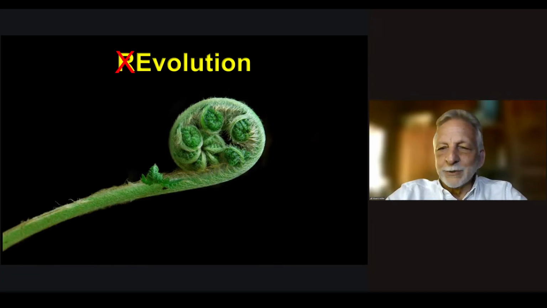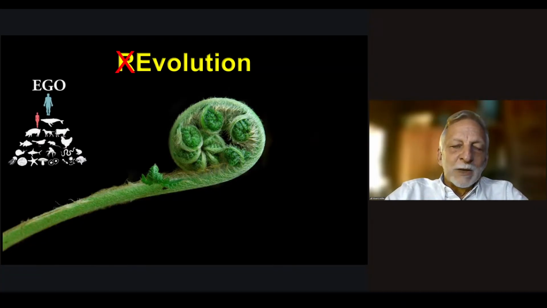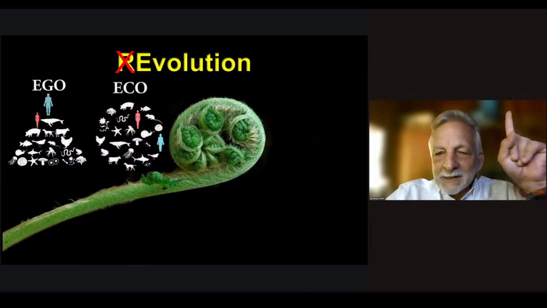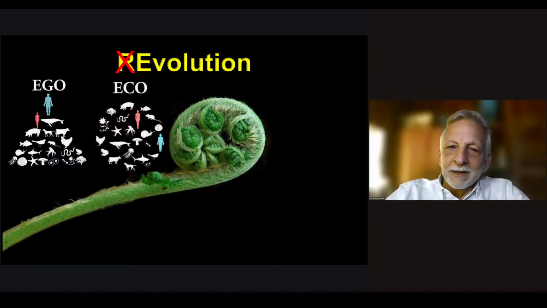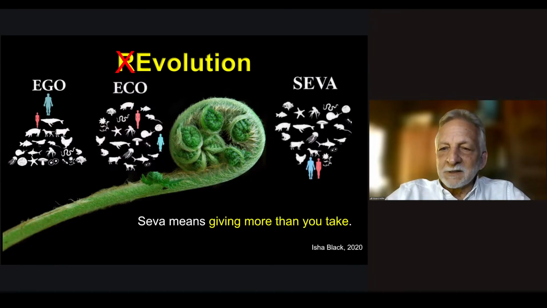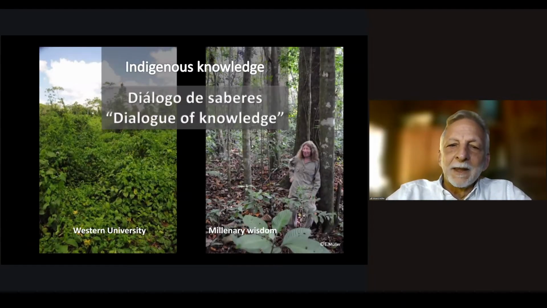Bucky Fuller says it brilliantly. So we need to go from that ego society to an eco society. Transition through the eco. That is not our target. That could be our target 20 years ago. Now it's SEVA. Humanity in service of life. All life. This is, for me, what regeneration is about.